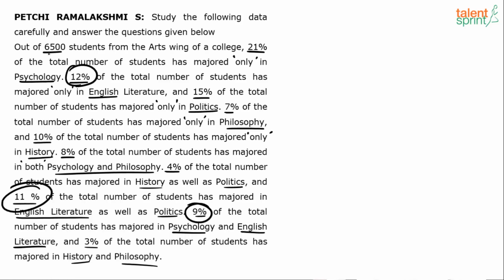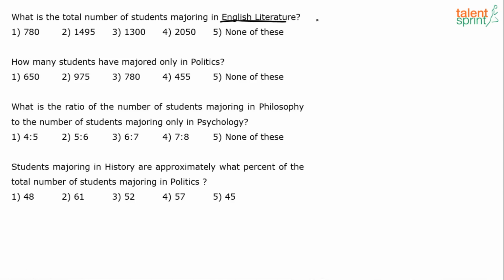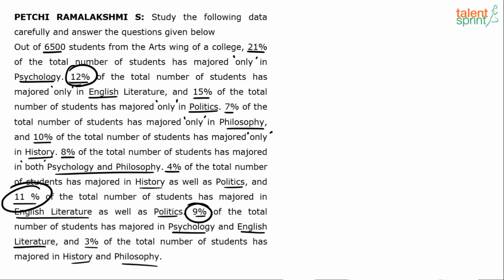32% of what? 6,500. This should be 32% of 6,500. So I think 30% is 1950 and 2% is, yes or no? Just go back. Am I taking the right numbers?